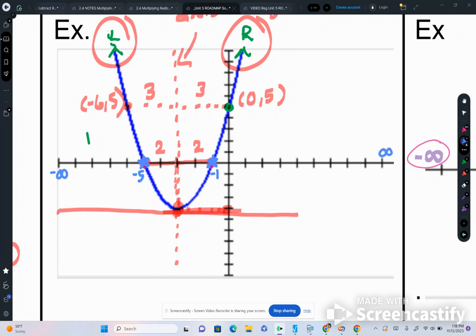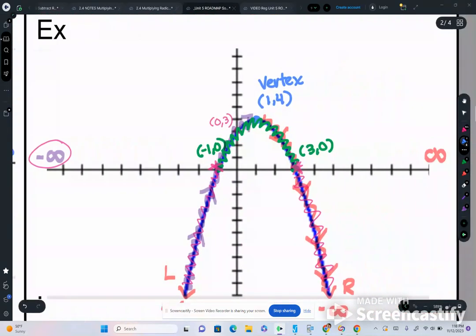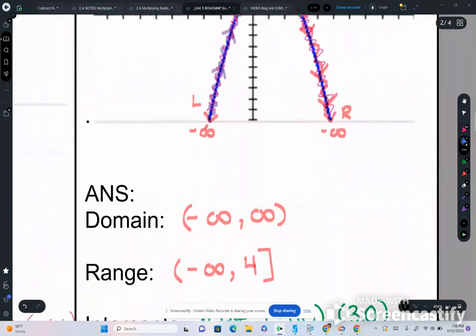As you're looking at your graphs, make sure you break that down. Those intercepts are key pieces. That's why we call them key features, key features of a graph that help us know.